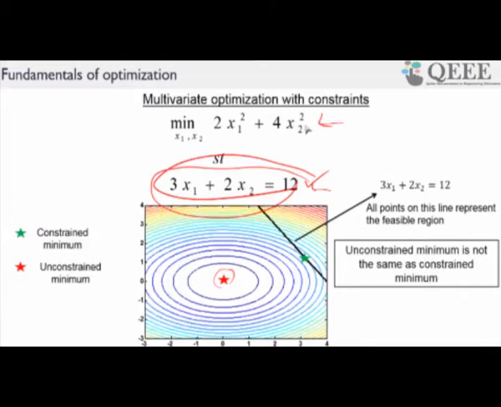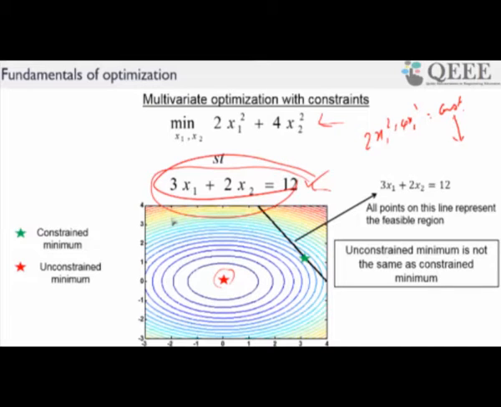The way this happens is, if you take contours such that 2x1 squared plus 4x2 squared is a constant, and then keep increasing the constant, you will get these contours. As you keep increasing the constant, these contours keep going out. When this constant is 0, this is the point, because 2x1 squared plus 4x2 squared equal to 0 gives you x1 equal to x2 equal to 0. So these contours keep going out.